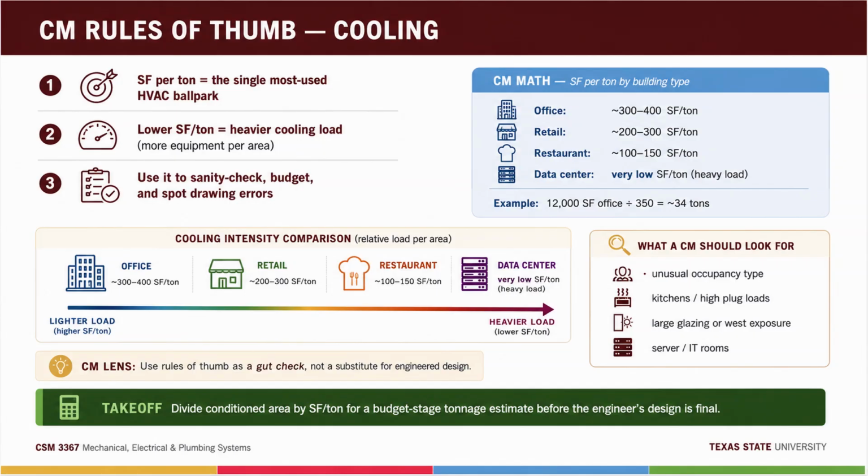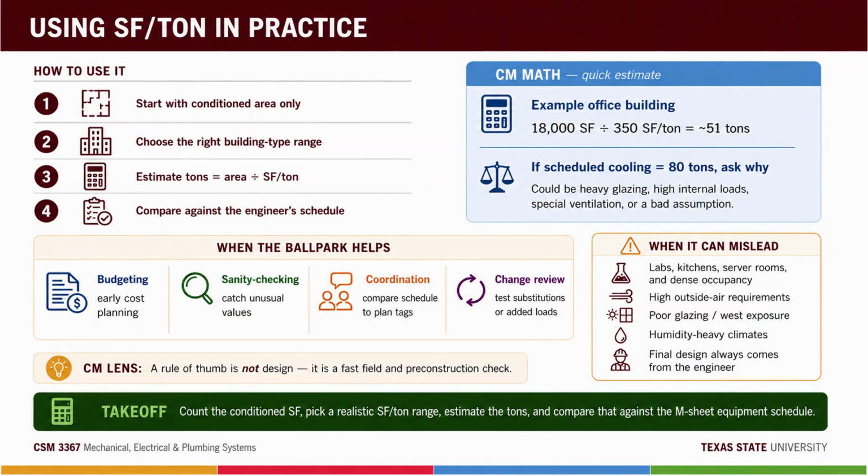One more concept ties the 3 together: diversity. Not everything peaks at once. The full lighting load, every person at their desk, every machine running. That perfect storm rarely happens simultaneously, so engineers apply diversity factors instead of stacking worst on worst on worst. Remember that word. It comes back when we talk about why the whole building's tonnage is less than the sum of the rooms.